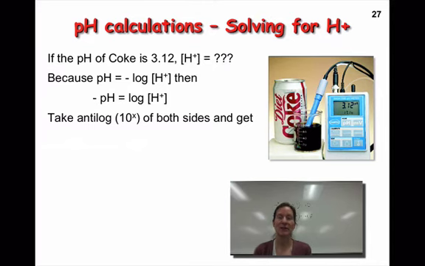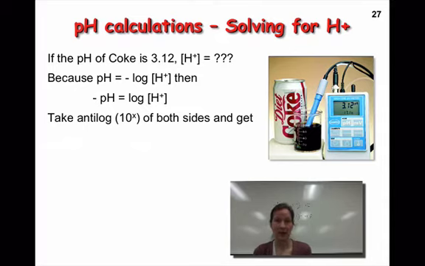So how do we solve for concentration then? If you have a pH meter, for example, and you determine that the pH of Coke is 3.12, how do we figure out what the concentration of H+ is in the solution? Well, we have the relationship pH equals the negative log of the concentration of H+, but a lot of people have a hard time getting rid of that log.